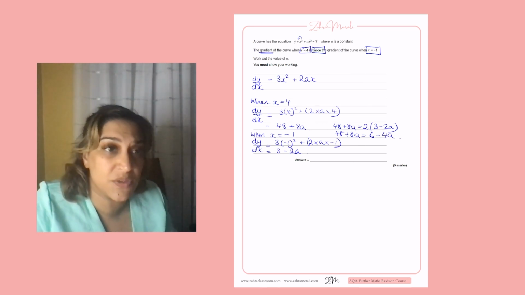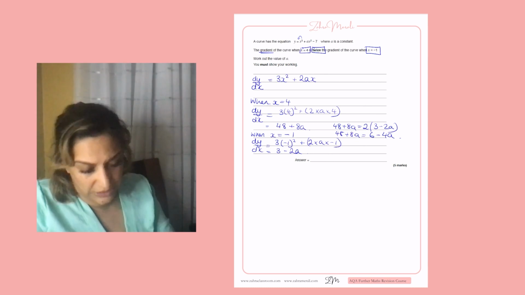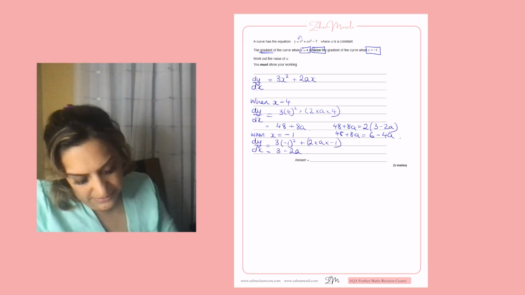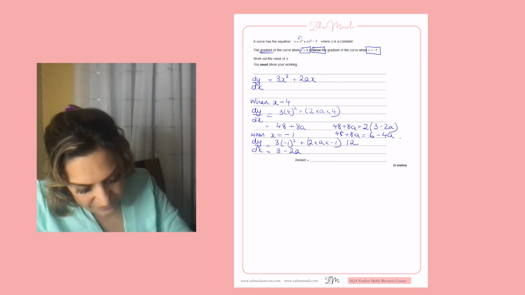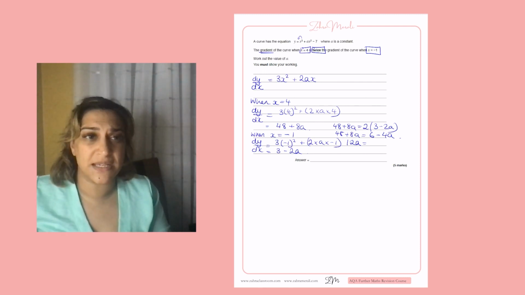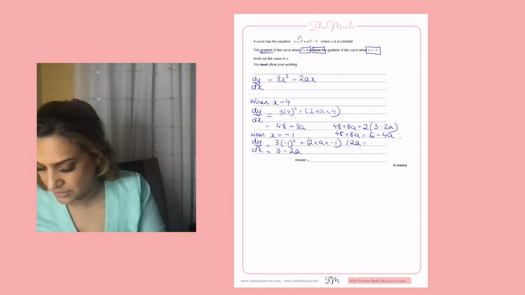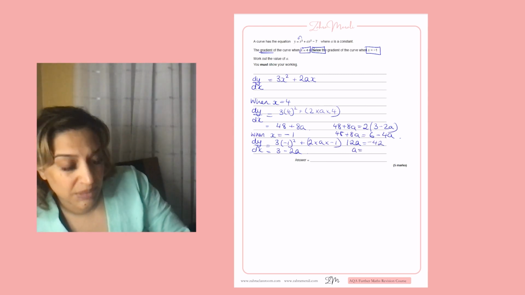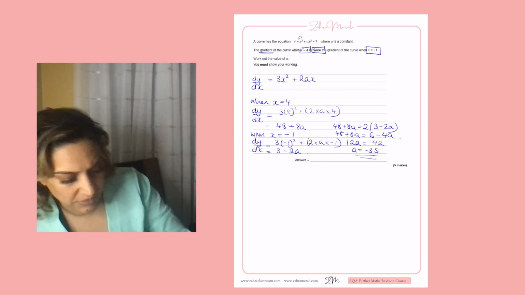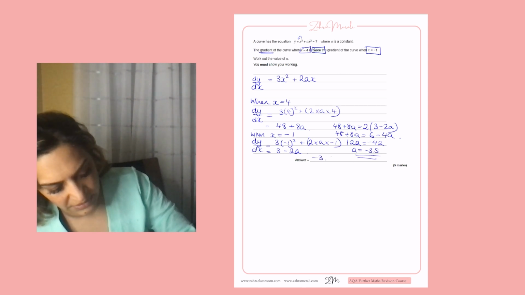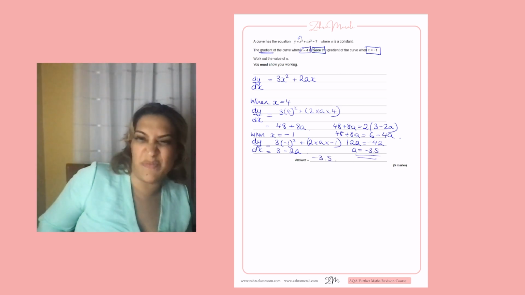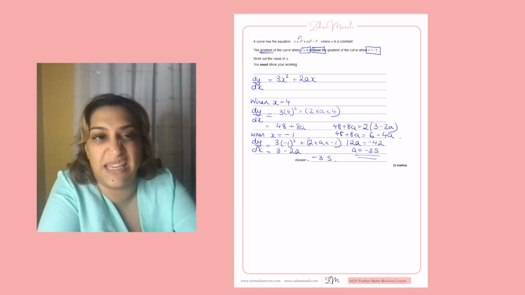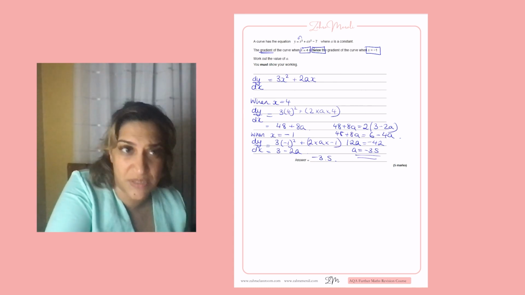Put all the a's on one side. So you're going to get 8 plus 4, so 12a. And then you're going to have 6 minus 48, so you get minus 42. Divide them and you've got minus 3.5. So your answer would be minus 3.5. And that's 5 marks. It's quite a lot of marks. And you just follow that process.